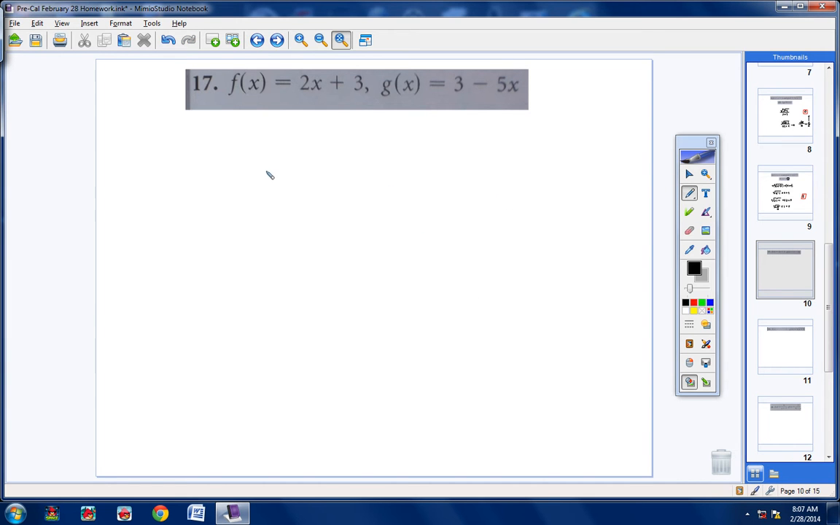Eventually it will. Okay, f times g, and now f times f. So we write the f function, and then we write the f function. Well, 2x times 2x is 4x squared. 3 times 3 would be a positive 9. And then we would have 6x and 6x. So when you combine those, you will get 12x.